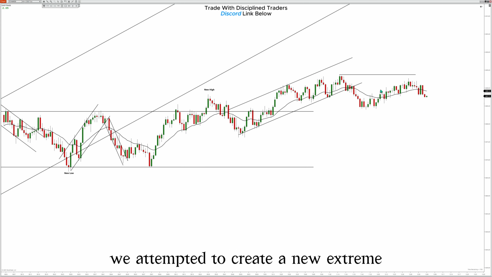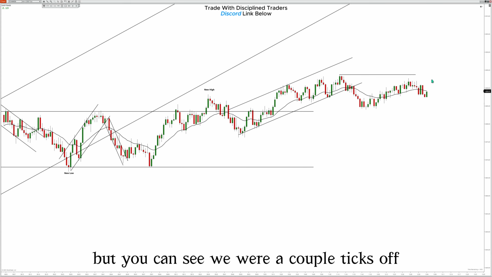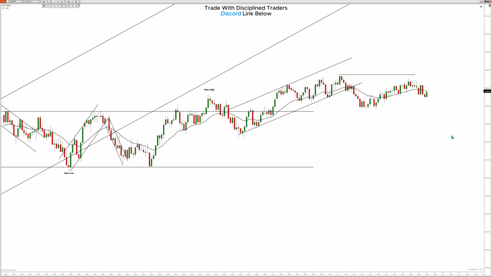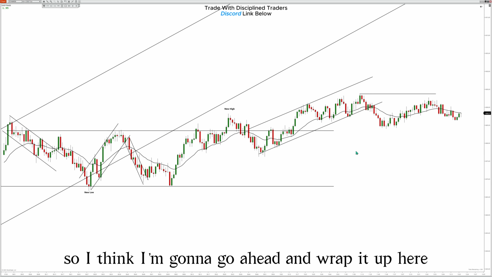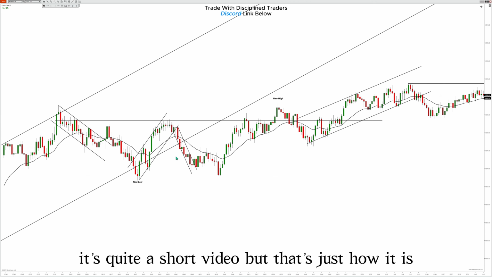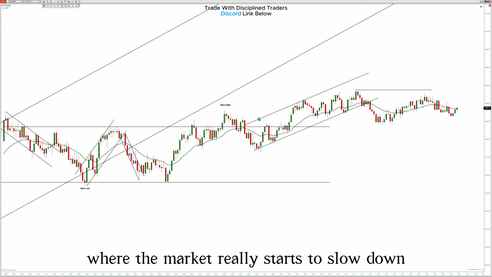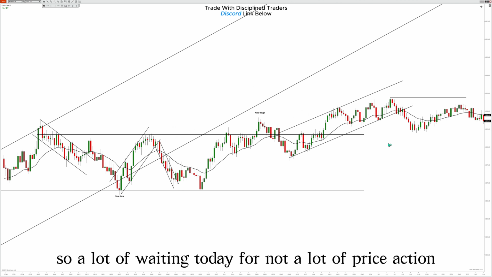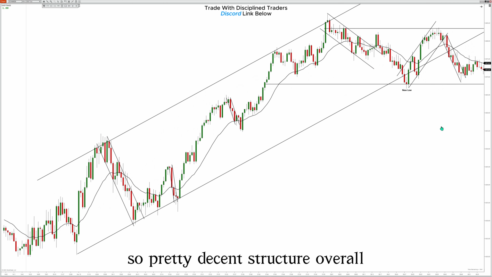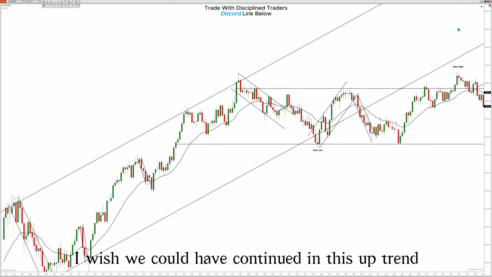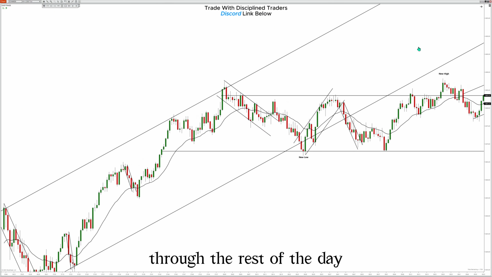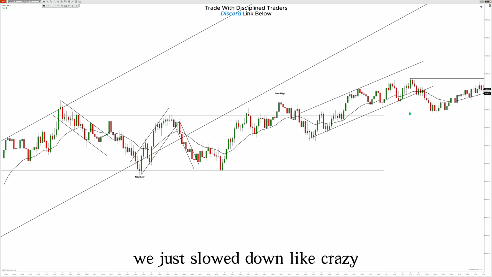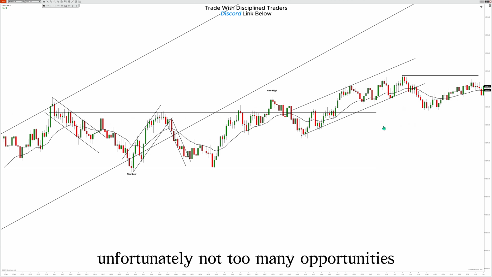So we attempted to create a new extreme, a new high for this uptrend, but you can see we were a couple ticks off, so there's a good chance that we'll still create a new extreme before establishing a new market structure. Alright guys, the market is extremely slow, so I think I'm going to go ahead and wrap it up here. It's quite a short video, but that's just how it is some of these days where the market really starts to slow down. It slowed down around 9:30 my time, so a lot of waiting today for not a lot of price action. So pretty decent structure overall. I really like this uptrend. I wish we could have continued in this uptrend all the way through the rest of the day, but as you can see, we broke here, created a new extreme, and then after that new extreme was created, we just slowed down like crazy. So unfortunately not too many opportunities.